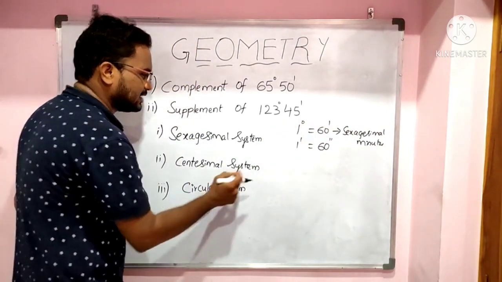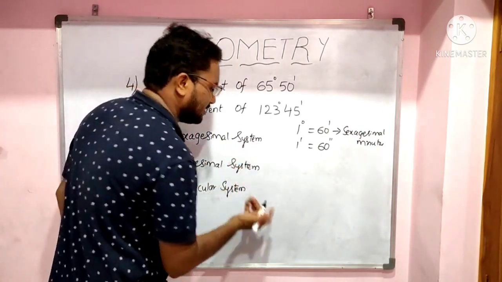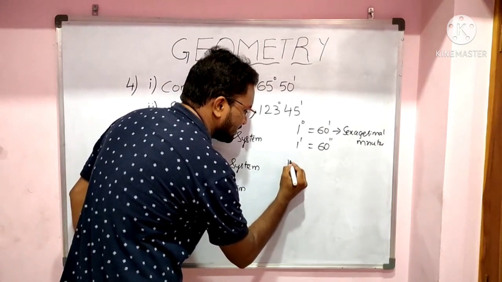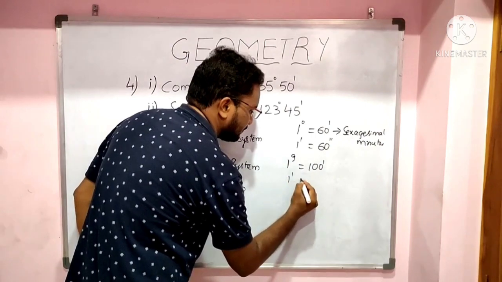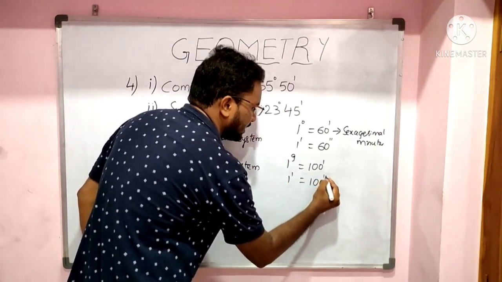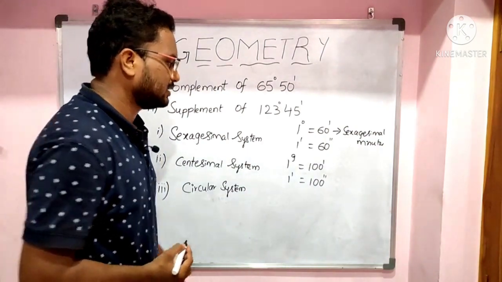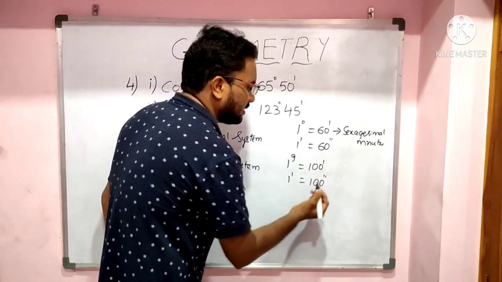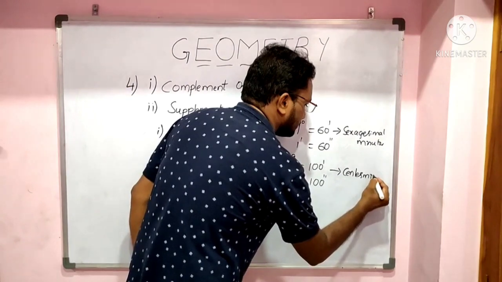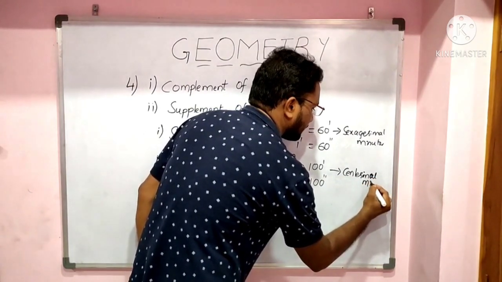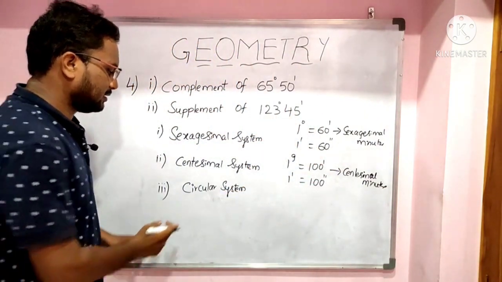Similarly, in the centesimal system, one right angle is divided into 100 equal parts and each part we call a grade. So in the centesimal system, one grade equal to 100 minutes and 1 minute equal to 100 seconds. These are not minutes, these are centesimal minutes. These are centesimal seconds.